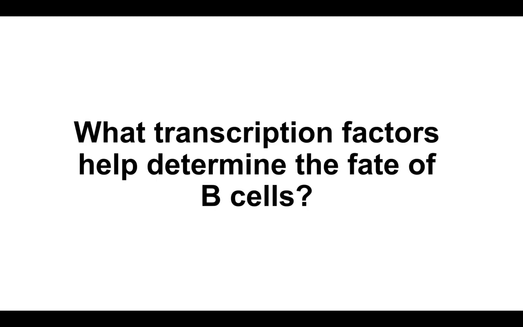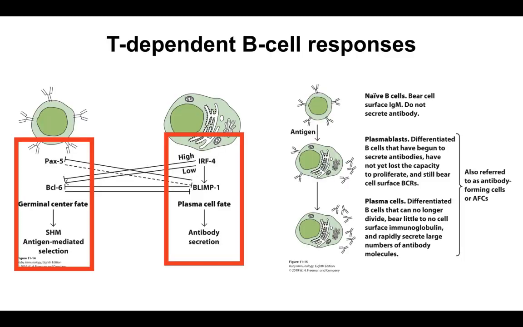What transcription factors help determine the fate of B cells? So if a B cell is making IRF4 and BLIMP1, it's going to become an antibody producing cell, so a plasma cell. If a B cell has high levels of PAX5 and BCL6, it's going to go to the germinal center where it's going to go through somatic hypermutation and selection through antigen-mediated selection.